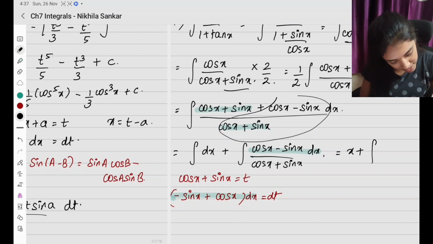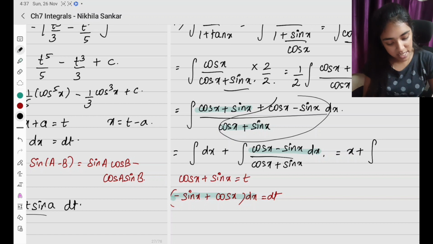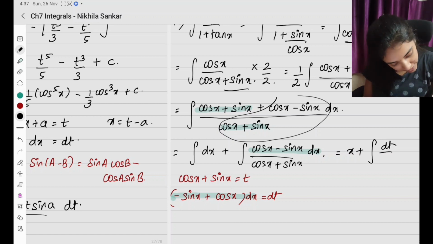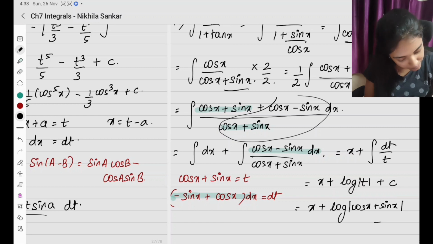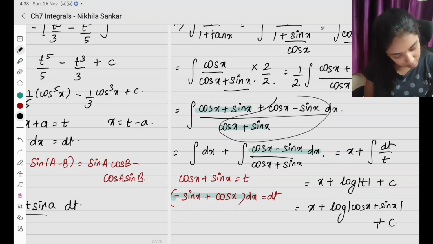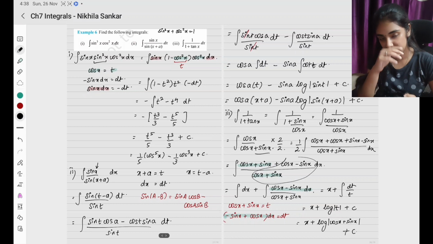So basically இங்க என்ன இருக்கு? I have x plus integral. இந்த dx வந்து x இல்லையா? So x plus integral of dt divided by t. So this is going to be x plus log mod t plus c. So x plus log mod t ஓட வேல்யூ என்ன? cos x plus sin x plus c. Okay? Simple? So this is my final answer.